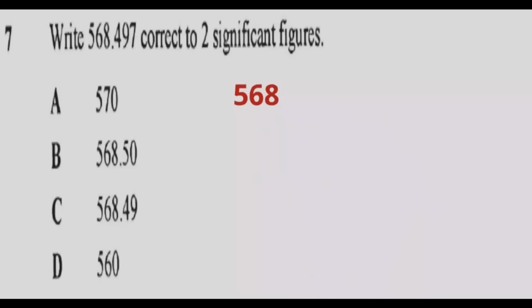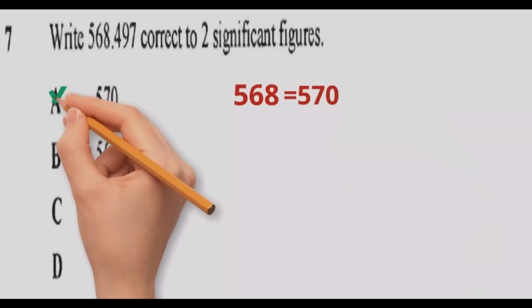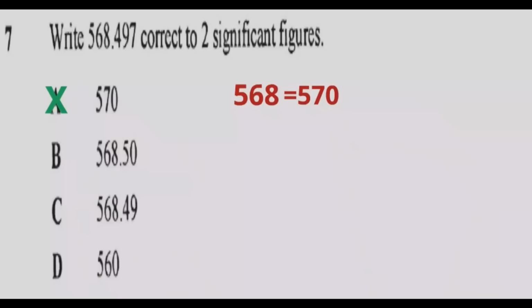So we're going to remove 8 and then round off 6. We ask, is 8 greater than 5, equal to 5, or less than 5? You know that 8 is greater than 5. That means we're going to add 1 to 6 and it's going to give us 570. So for number 7, the correct answer is A.